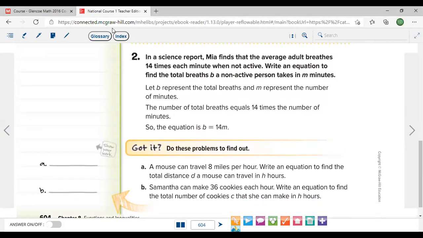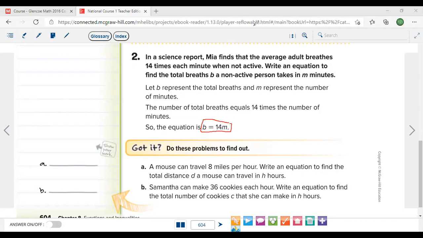Another example. In a science report, Mia finds that the average adult breathes 14 times each minute when not active. Write an equation to find the total breaths B an active person takes in m minutes. So very clear, B equals 14m.